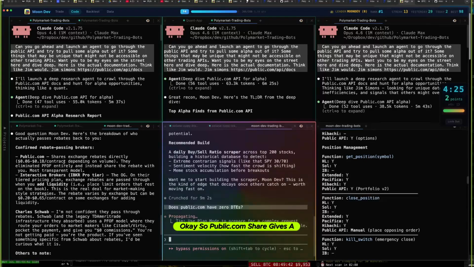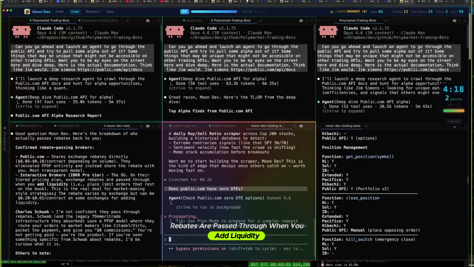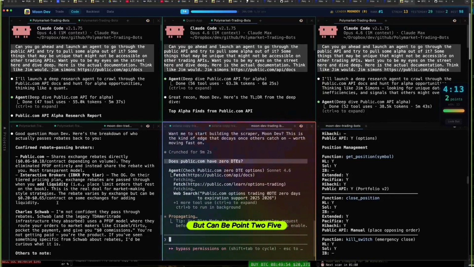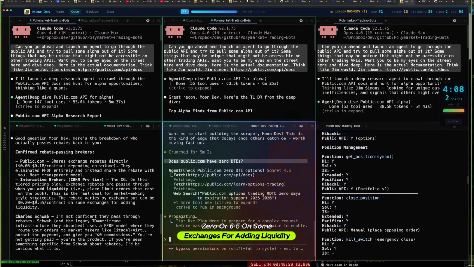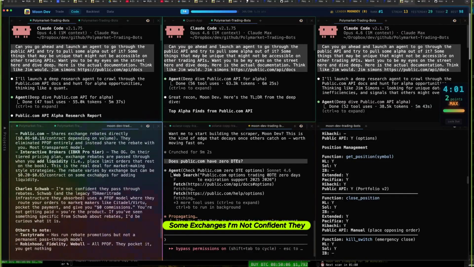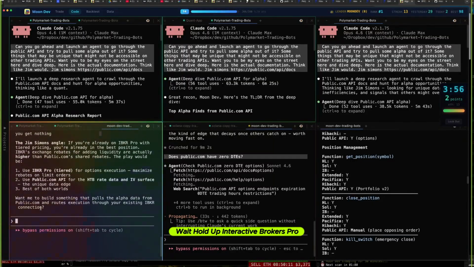Okay, so public.com share gives a rebate. The OG Interactive Brokers. Exchange rebates are passed through when you add liquidity. This is a real deal for market making styles. The rebate varies by exchange, but can be 0.25 to 0.60 or 65 on some exchanges for adding liquidity. Some exchanges, I'm not confident they pass the rebates. Wait, hold up. Interactive Brokers Pro. Let me be specific here on what are the rebates.